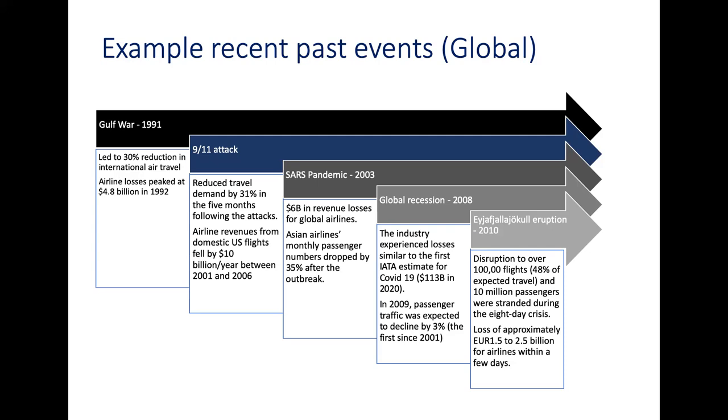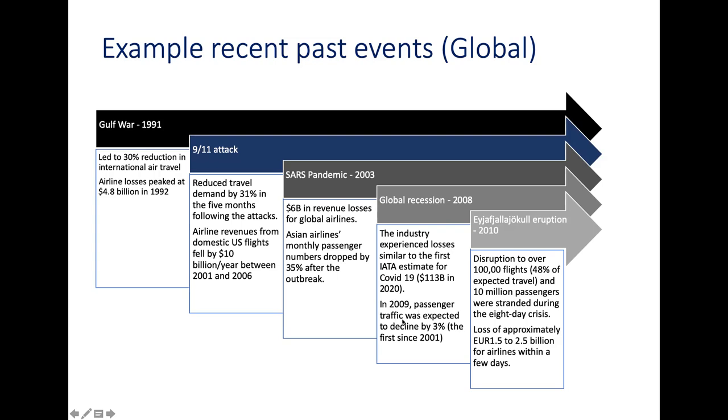So that was interesting. For me, it was a big learning event to recognize that disruption can happen in many different ways, and the way you learn about an event can differ. The other example they give is the global recession of 2008, and here are some figures. The industry experienced losses similar to the first IATA estimate for COVID-19, 113 billion. So that was the estimate for COVID.